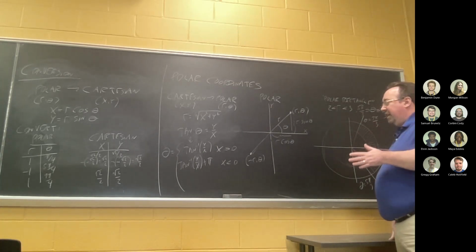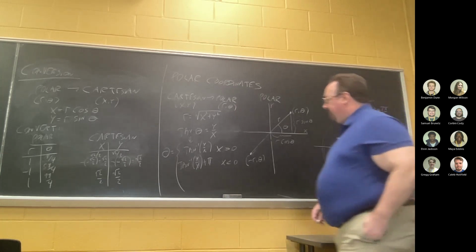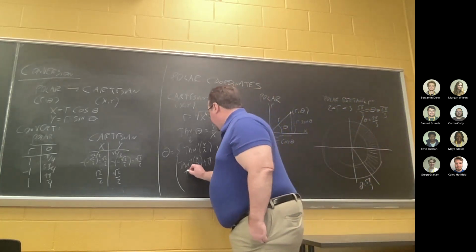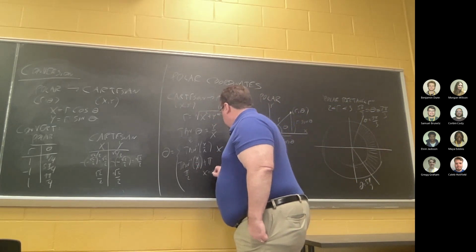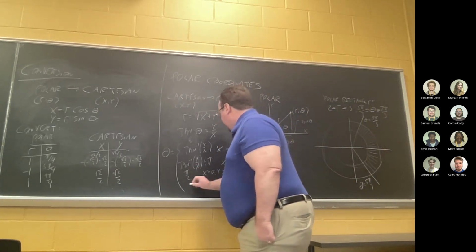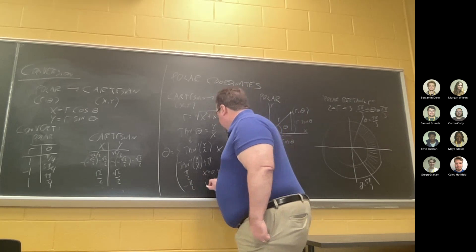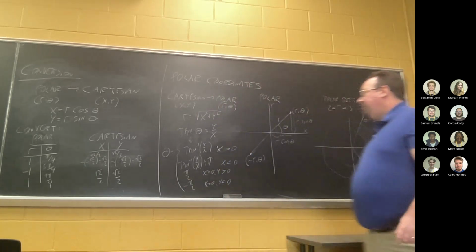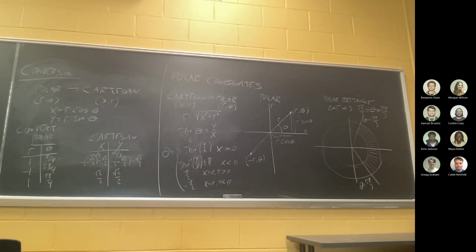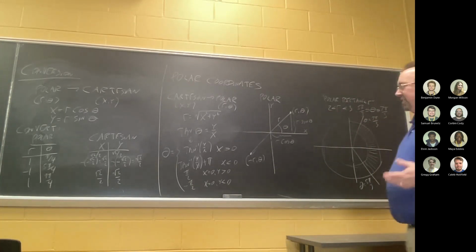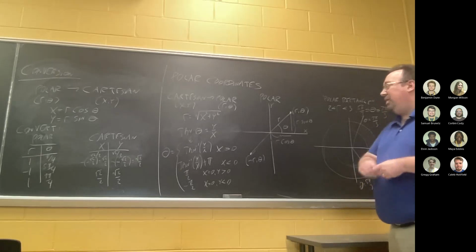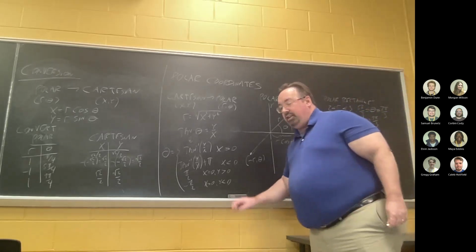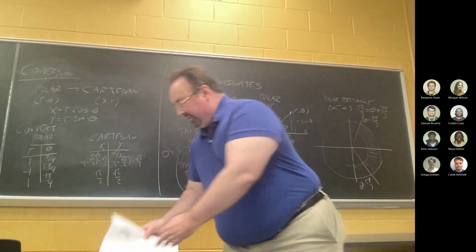This still doesn't cover x equal to 0. If x is 0 and y is positive, the angle is pi over 2. If x is 0 and y is negative, it's minus pi over 2. The only point I haven't covered is the origin, in which case it doesn't matter what theta is. r is going to be 0, and theta can be assigned any value and it'll work.